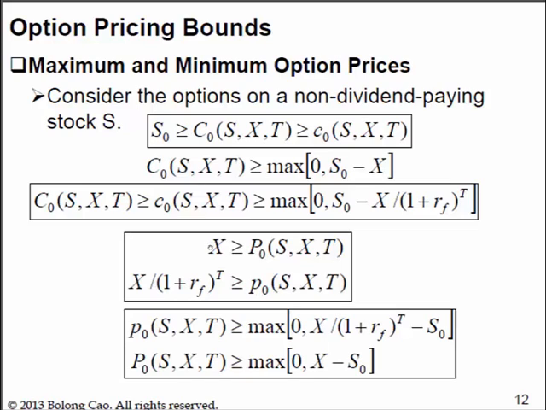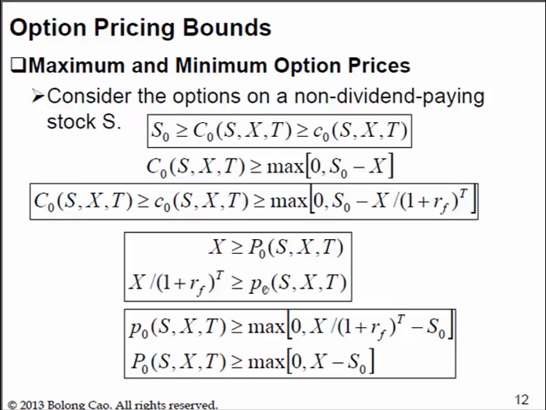Now, for the American call, if you exercise it instantaneously, you can actually receive the strike. But for the European call, you have to wait. So the upper bound for the European call is actually lower. You have to calculate the present value of the strike price.